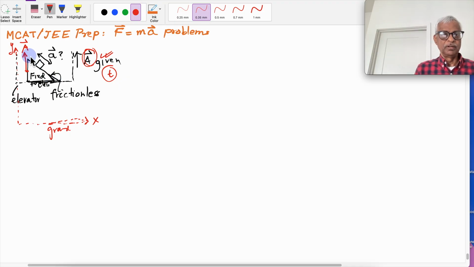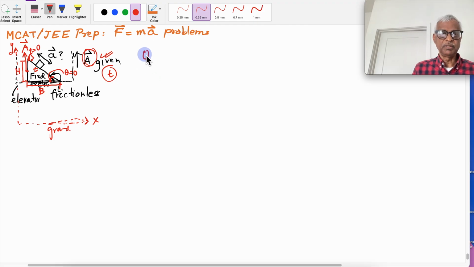And maybe the block was here at t equal to 0. And the angle of the wedge is given. Maybe also given is the block's height from the elevator initially, and maybe let's call the base side B, all right? So the block was here at t equal to 0, but at time t it's over here. And we need to find the acceleration at time t.